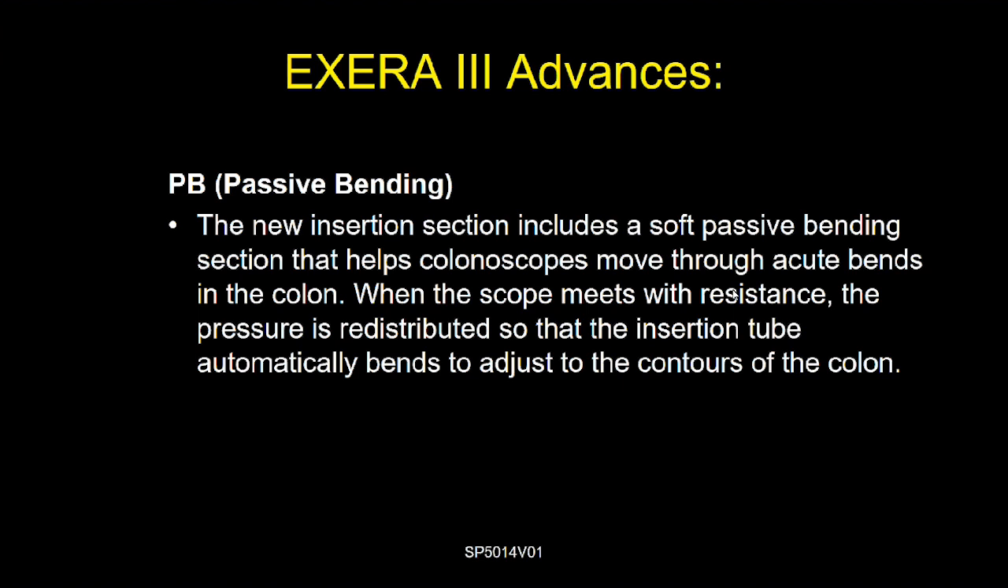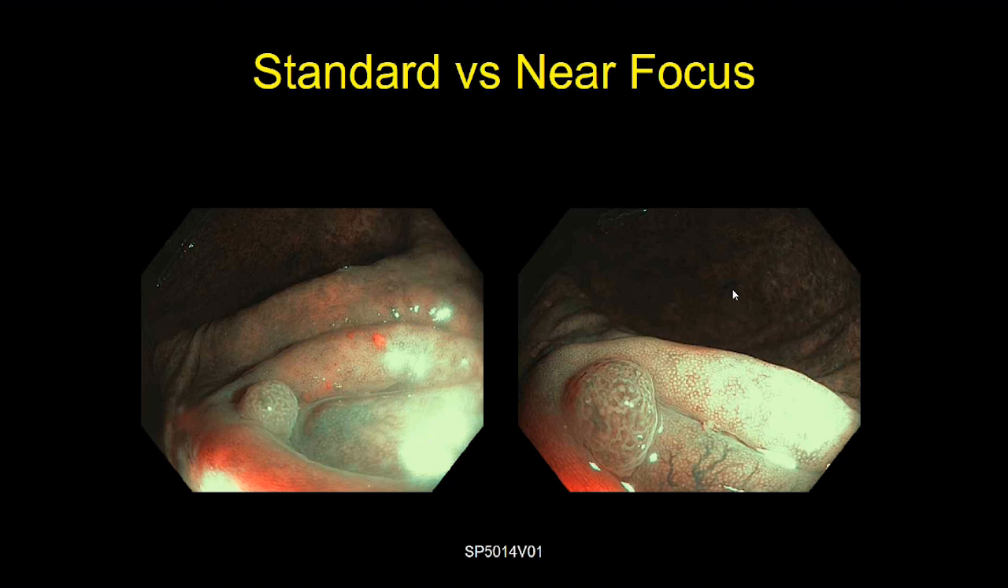There are also some other features about the new EXERA III, the passive bending. The insertion section has a soft passive bending section that helps colonoscopes move through acute bends in the colon. And when the scope meets with resistance, the pressure is redistributed, so the insertion tube bends to adjust to the contours of the colon. This is helpful in, for example, retroflexion.